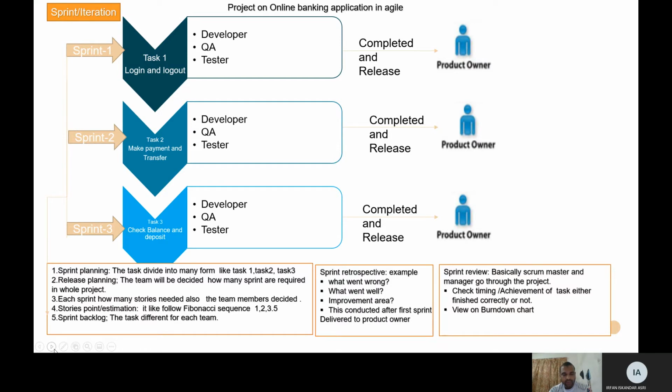Before moving to iteration 2, there are certain things they will do, such as the sprint retrospective. For example, what went wrong, what went well, and improvements during the first iteration. Next is the sprint review. Basically, this is conducted by the Scrum Master and manager, and they check the timing, the achievement of the tasks, and the standardization of the product. And of course, they will use a burn down chart.